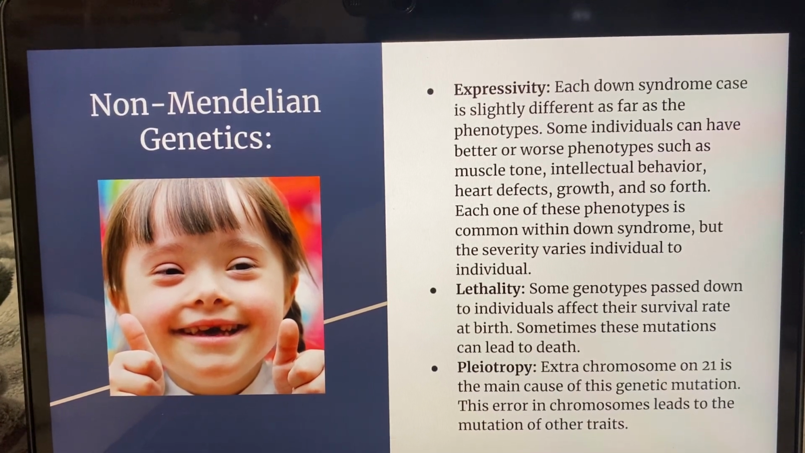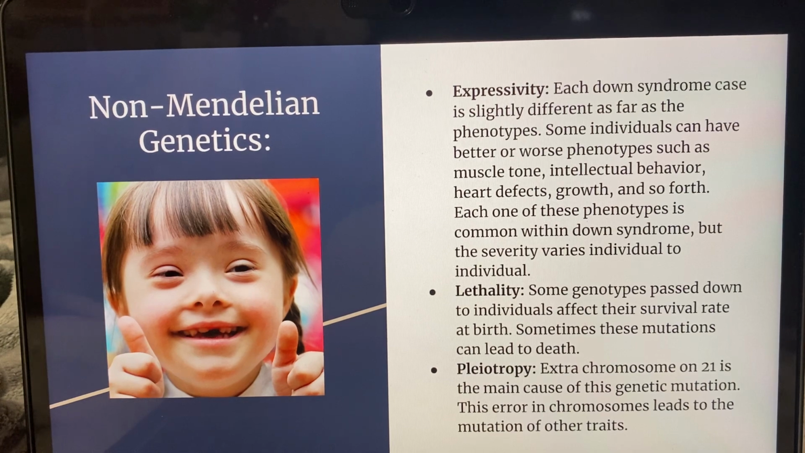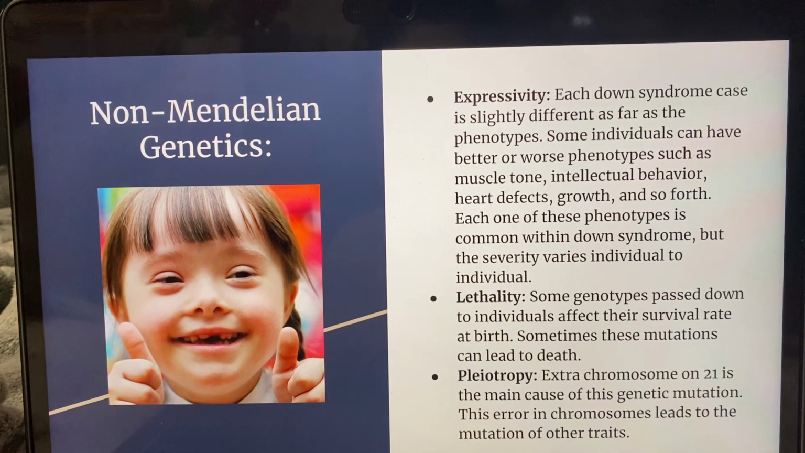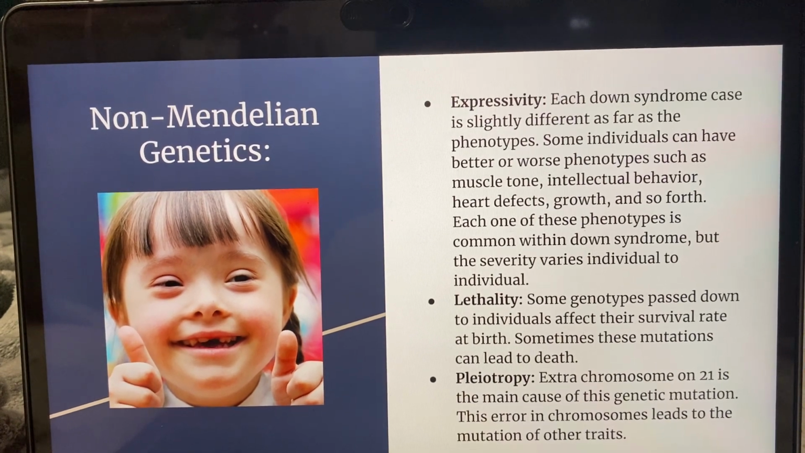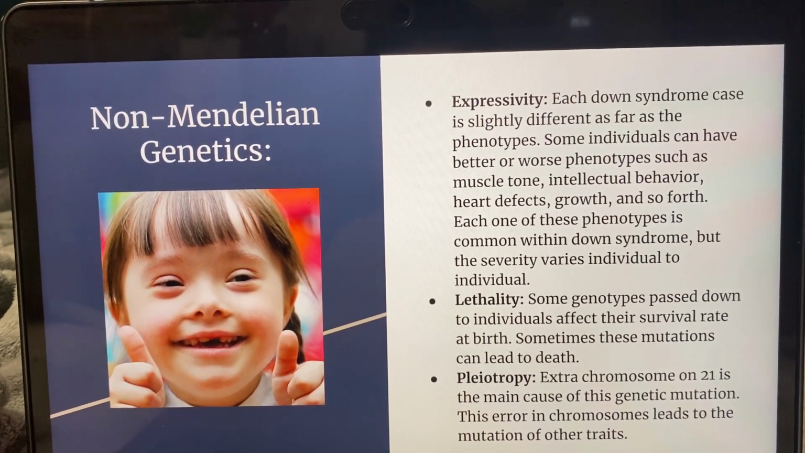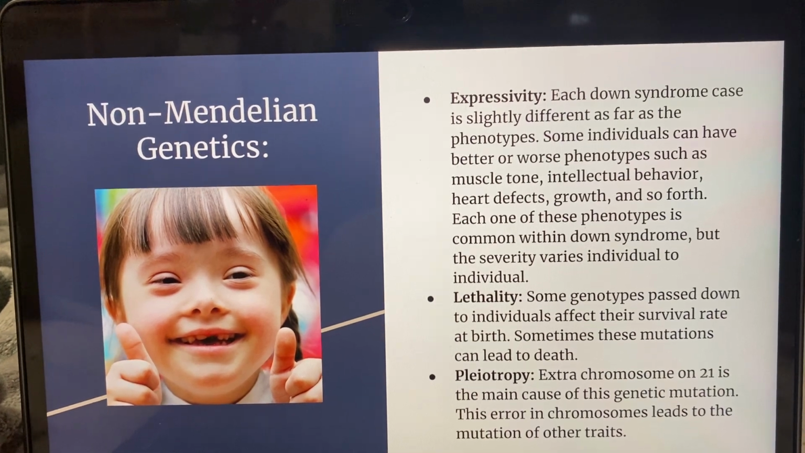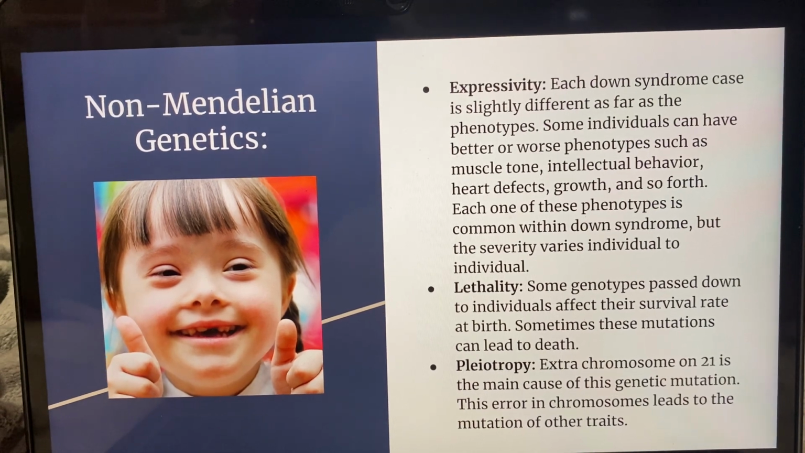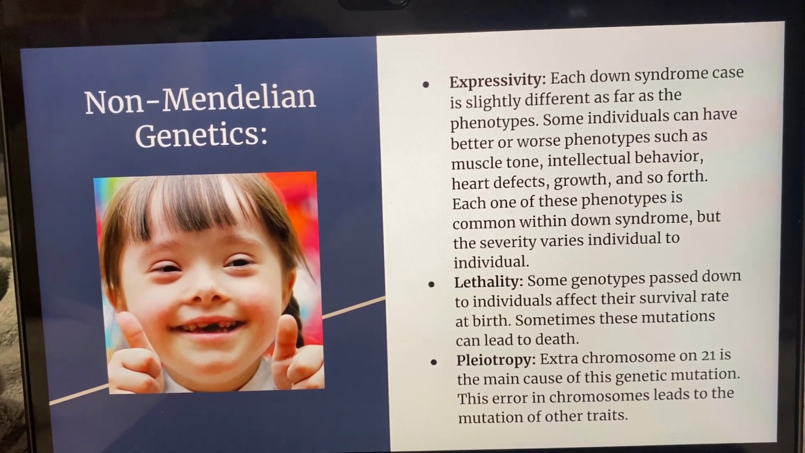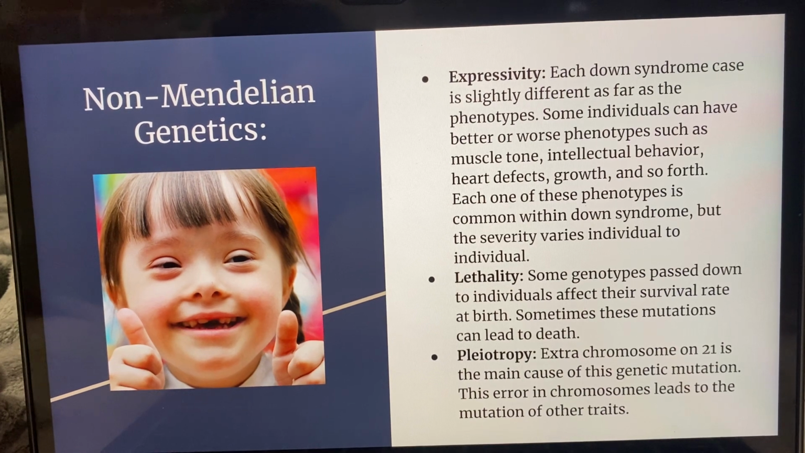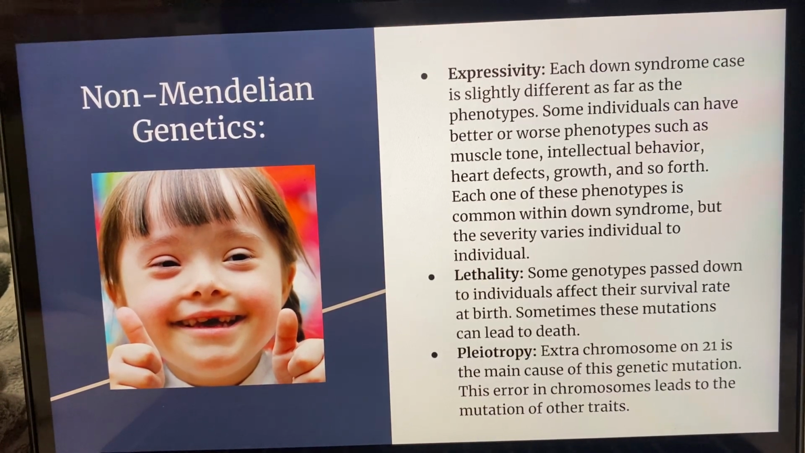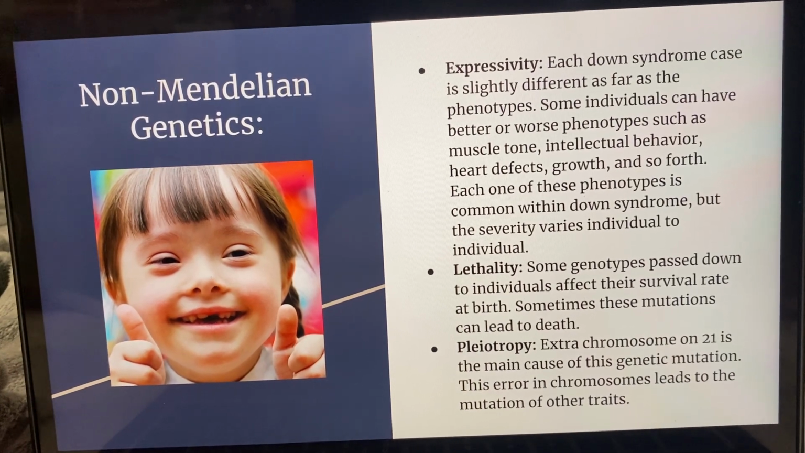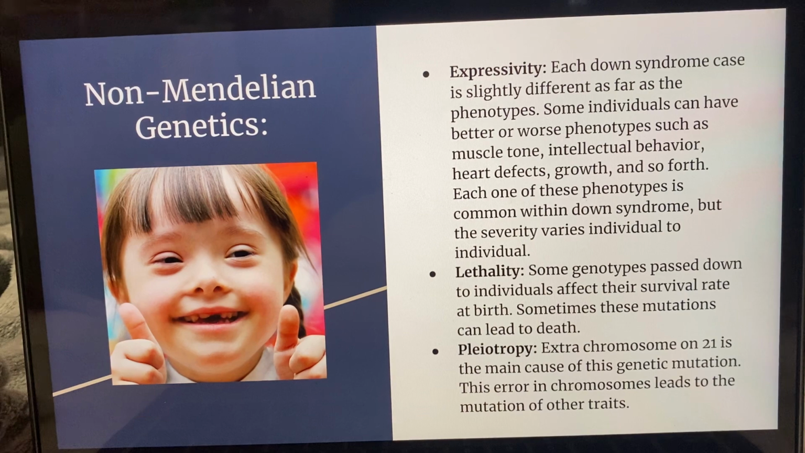And then as far as lethality, some survival rates are just so low for individuals with Down syndrome, and this is actually another reason why their lifespan is so short. Usually they live up to their 60s if they're lucky, or they just die at birth, which is very rare, but in some cases does actually occur. And then pleiotropy, the extra chromosome on 21 is the main reason for this genetic disorder, and unfortunately because of this genetic disorder, it causes other traits to be affected.